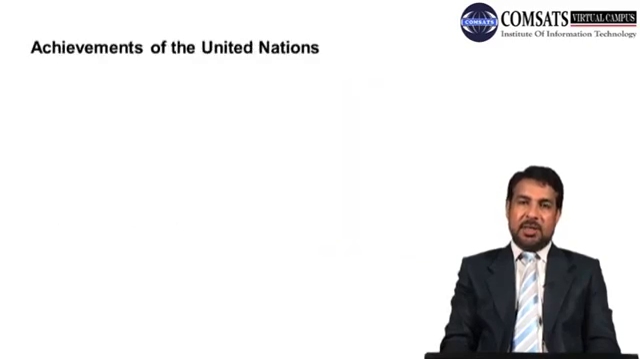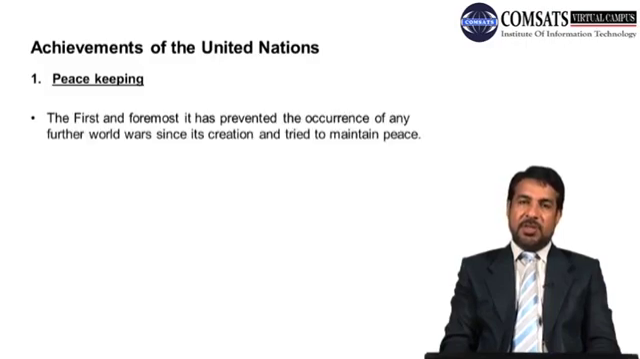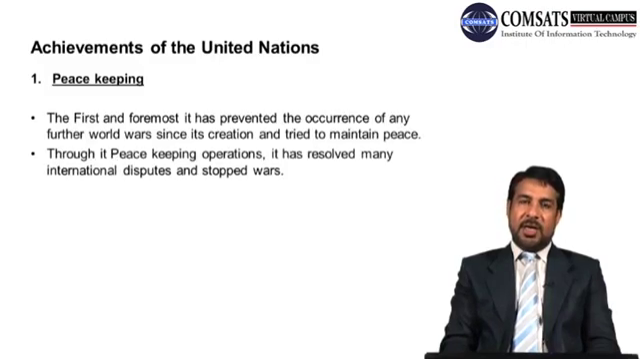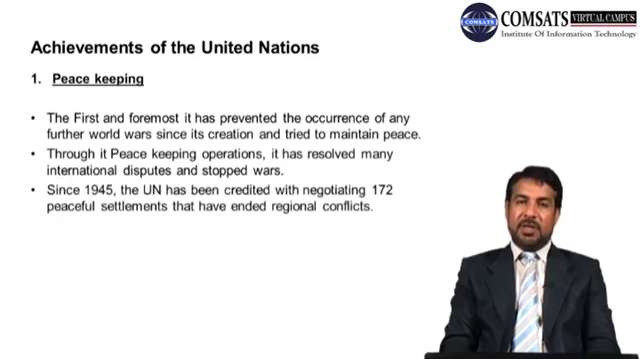Now let us discuss what are the achievements of UN. क्या UN वाकई कामयाब रहा, क्या UN नाकाम रहा? So let us see what are the achievements and failure of UN. The first achievement of UN is that it has helped in peacekeeping. The first and the foremost, it has prevented the occurrence of any further world war since its creation and tried to maintain peace.